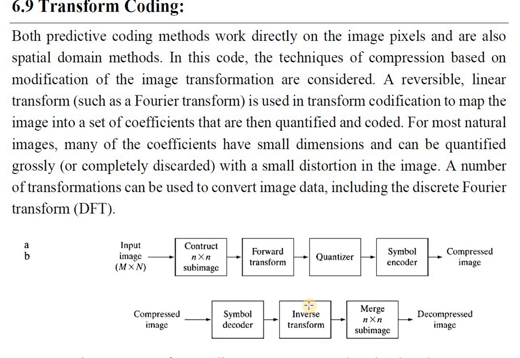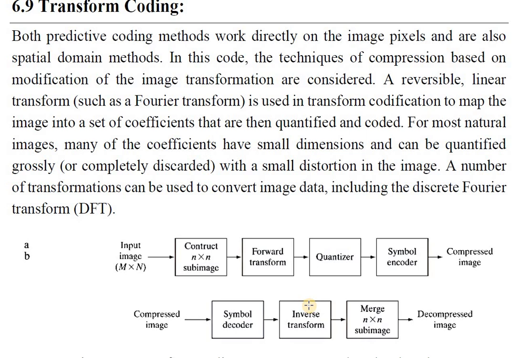Now quantization में होता क्या है, coefficients जो हमें मिलते हैं forward transform से, उसमें से ऐसे जो coefficients होते हैं which are small in dimension, they can be quantized grossly, or even if they are very small, very negligible, then they can be completely discarded also. And the distortion that they result in the final image is negligible. So only small distortion is there in the image, so that is okay. Major changes are not there.